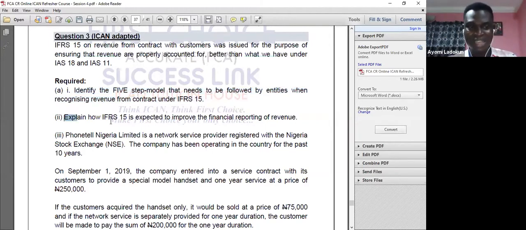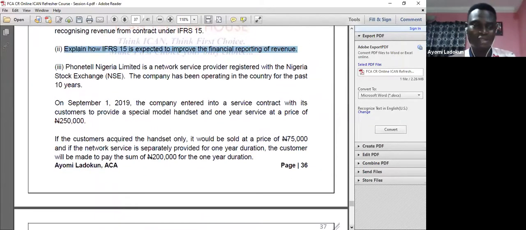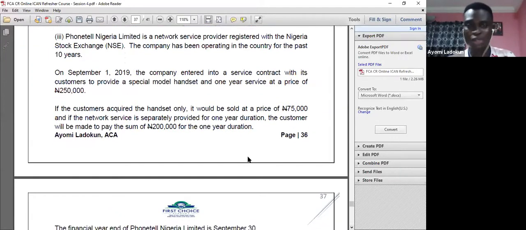Now it says, explain how IFRS 15 is expected to improve financial reporting. That's it. Comparability, disclosure, useful information, just play around that, right? A more robust approach to revenue recognition, and so on. Okay, we have said all of them. So let's now look at the solution, the theory part and the calculation part. But the calculation part, this level has not really been tested.